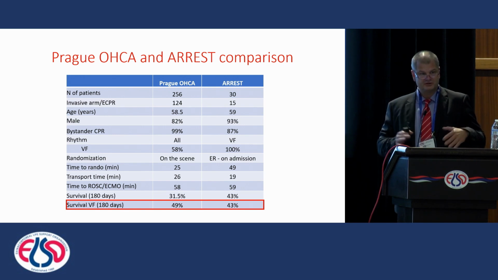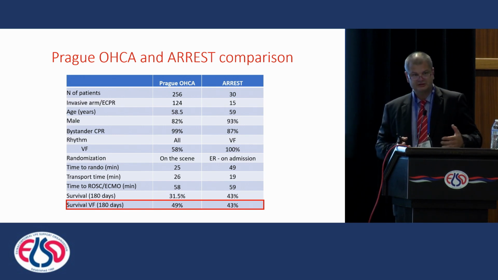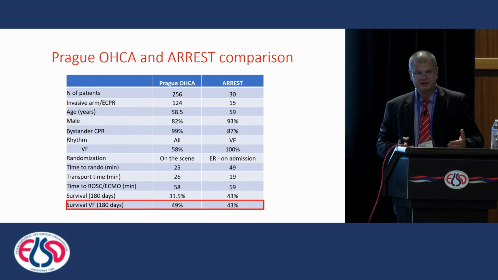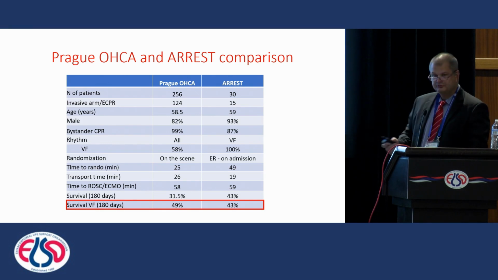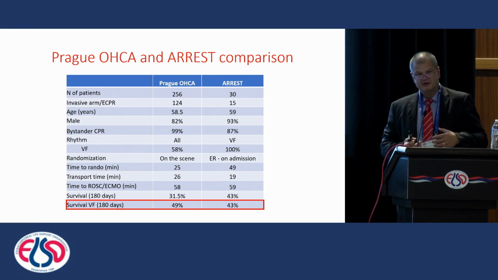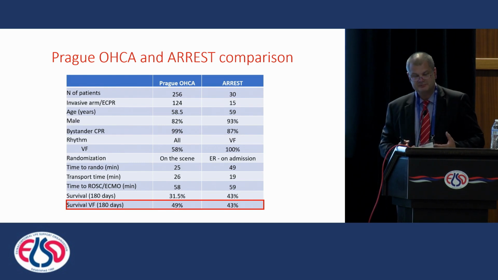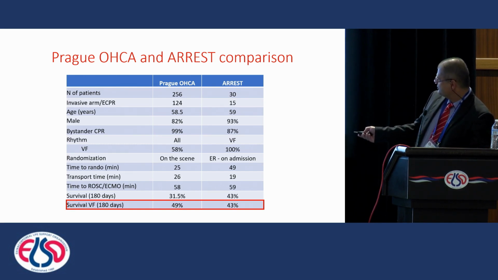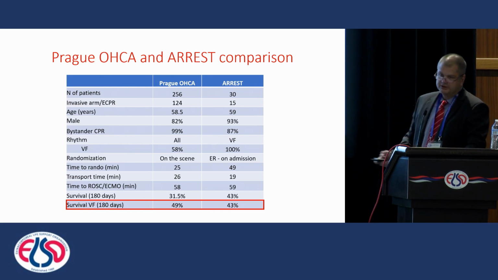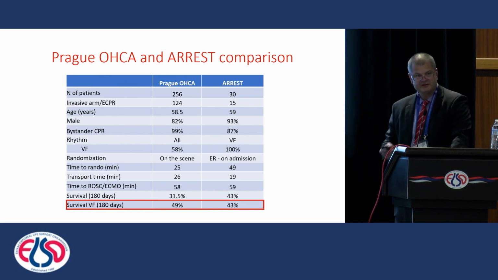Our trial compared the strategy when you have a patient in the field with refractory cardiac arrest, whether to go or not, and when to go. The ARREST trial has shown that if you accept a patient to hospital after 50 minutes of unsuccessful CPR and you don't put the patient on ECMO, you basically have no chance for survival. And concerning survival in those two trials, you see 31.5% versus 43%. However, if we look at the subgroup of shockable rhythms, 49 and 43, very comparable. So we have shown together that VF patients have a good chance for survival in ECPR groups.